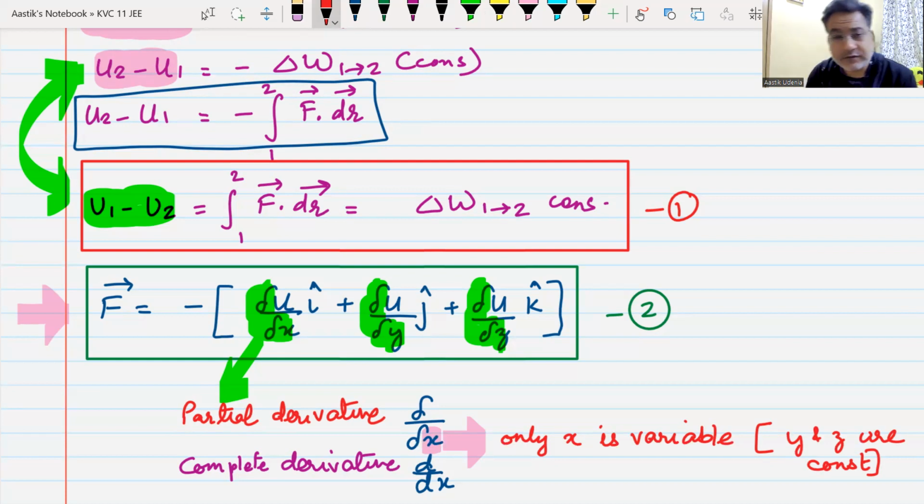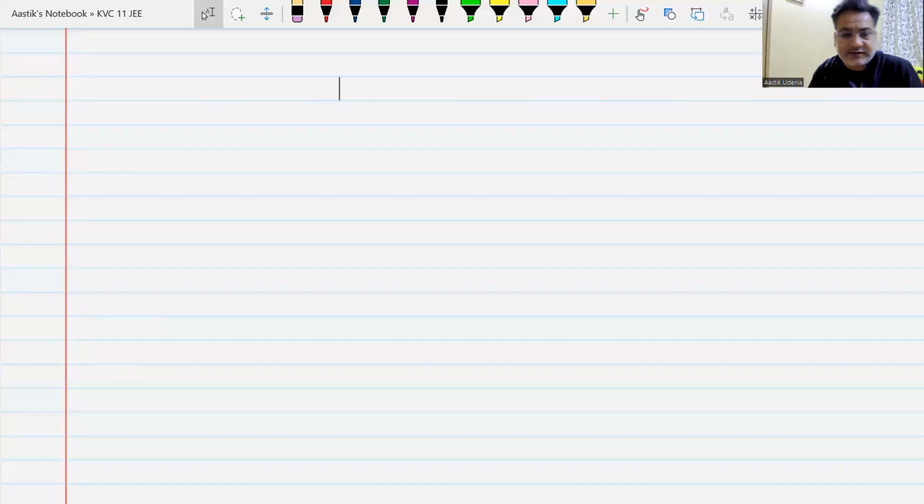But when we have the complete derivative d by dx, whether there is x or y or z, everything would be treated as a variable. What difference does it make in mathematical terms? Just try to give you an example. Have you noted this down? We'll try to give you an example.